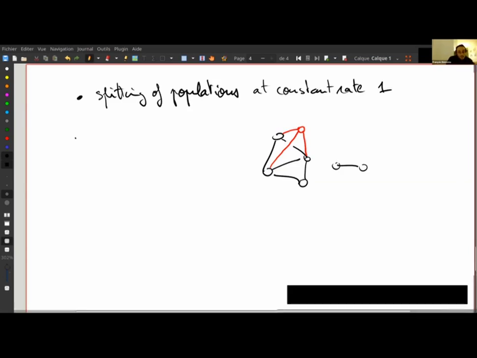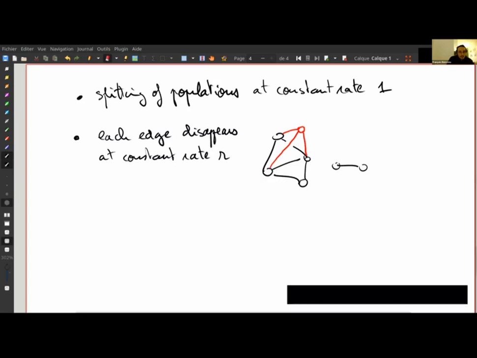And then the second type of event is that each edge is going to disappear at constant rate r. So the edges have a limited lifetime, and after a while they just disappear. So maybe, for instance, this edge disappears, and then maybe at some point this edge disappears, etc. So these two events define a dynamic random graph.